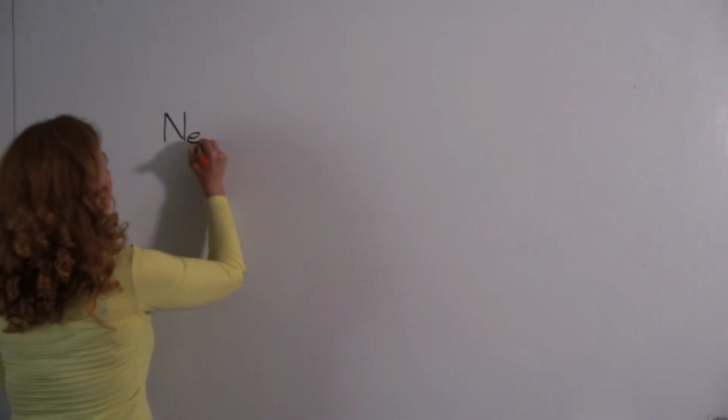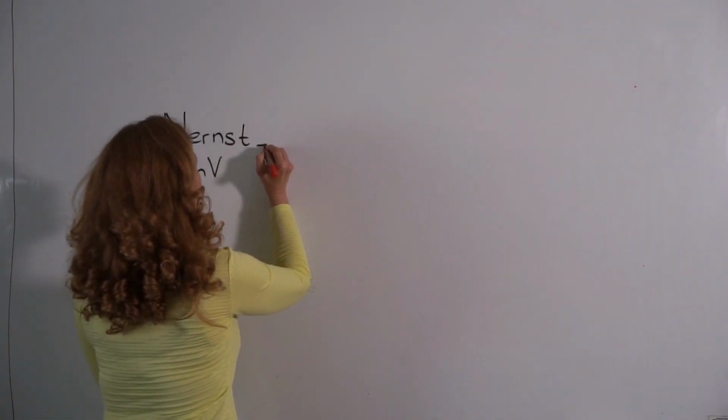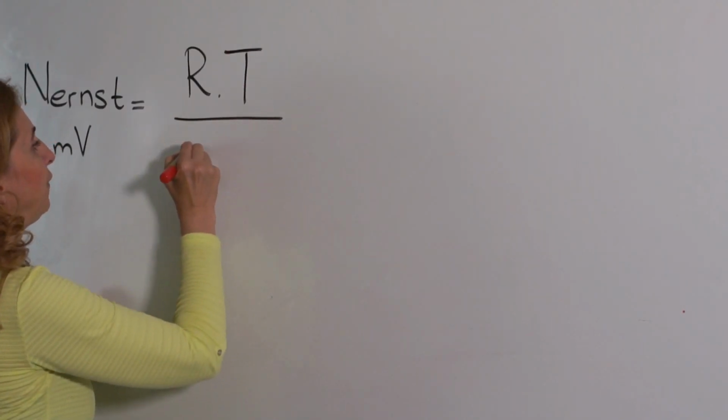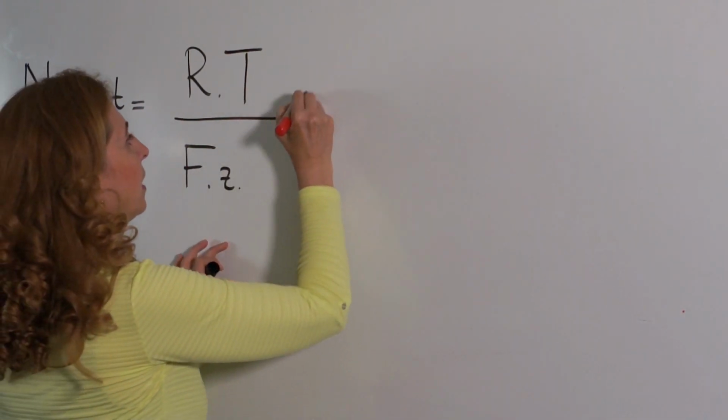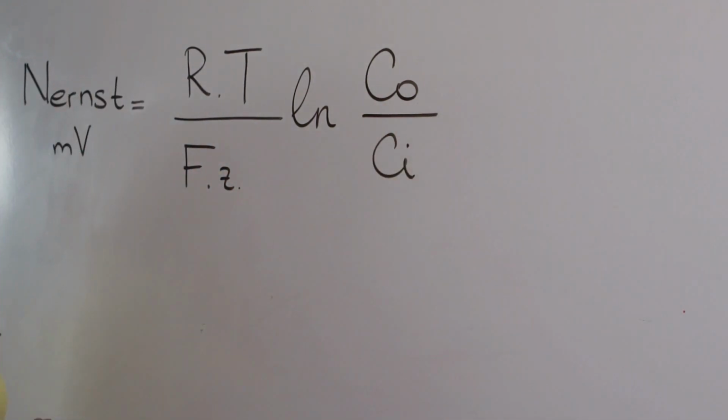By now we have learned that the Nernst potential is a function of the concentration difference. So it can be expressed in a formula which is called Nernst equation. Let us see our Nernst equation. This equation says that the Nernst potential of an ion in millivolts unit is equal to R times T over F times Z ln concentration outside over inside.